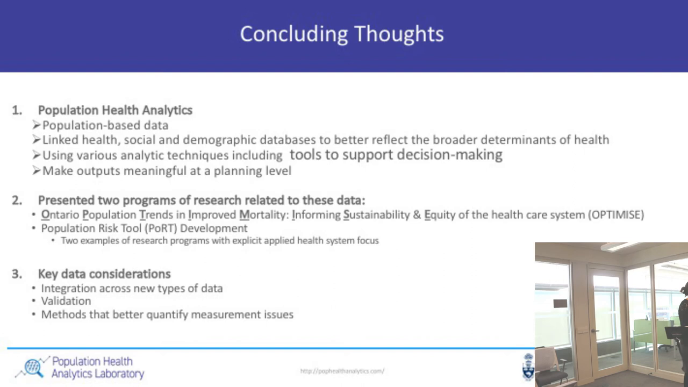And that's it. So my last points here, just to recap back to the beginning and what I was hoping to share. First, the idea of population health analytics and what we're trying to do with population health analytics. The idea of working with population-based data, linking multiple data sources so that we can better reflect the determinants of health, using various analytic techniques and tools. So I showed you some descriptive stuff, some mapping, some predictive modeling to give you an idea of the different analytic tools. And the idea that all the outputs that we're trying to generate should be meaningful at the planning level, and this is where we have a lot of input on how that looks.